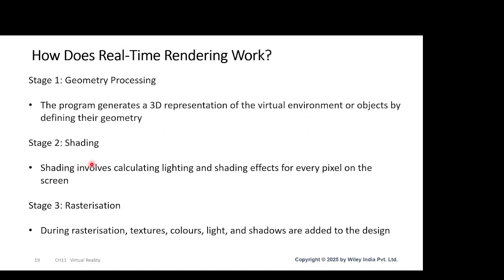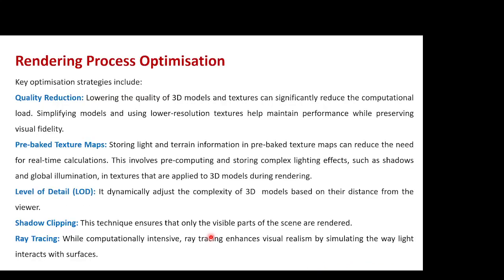Second, shading involves calculating lighting and shading effects for every pixel. So calculation is done for shading, and here, rasterization. During rasterization, textures, colors, lights, and shadows are added to the design.